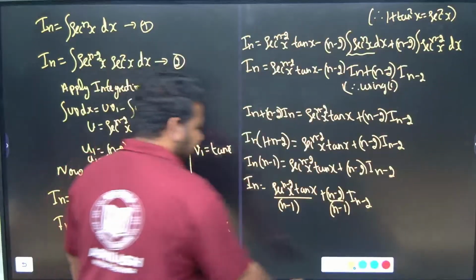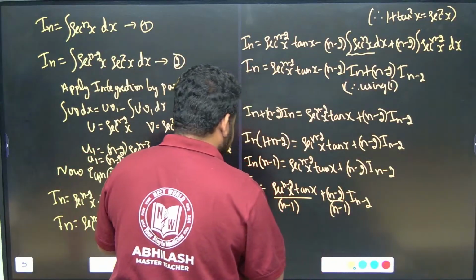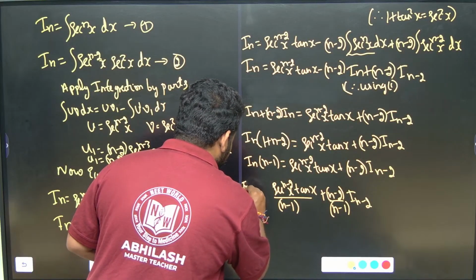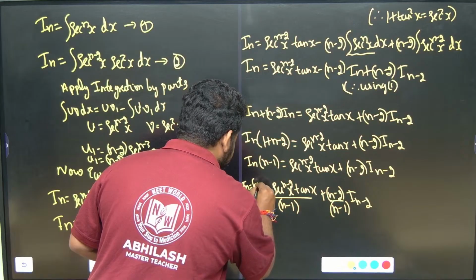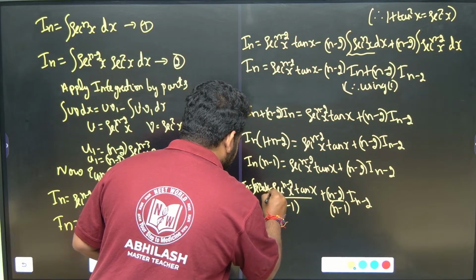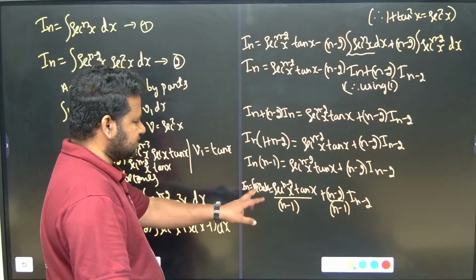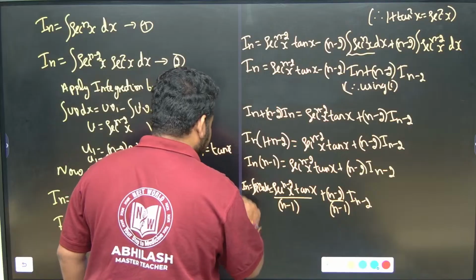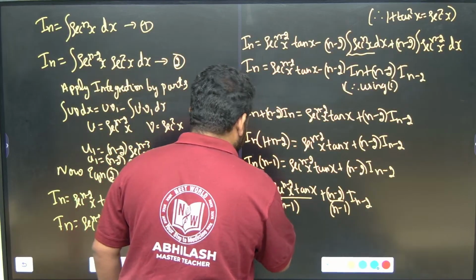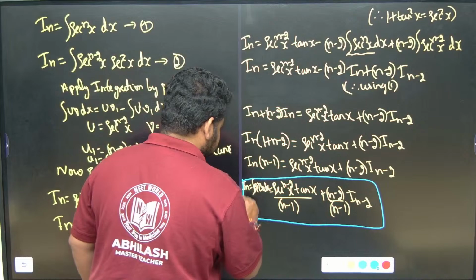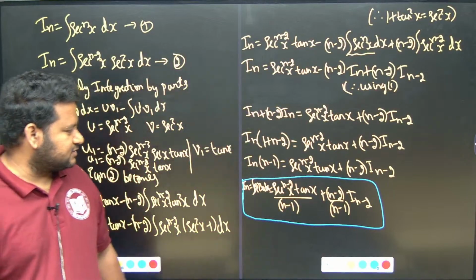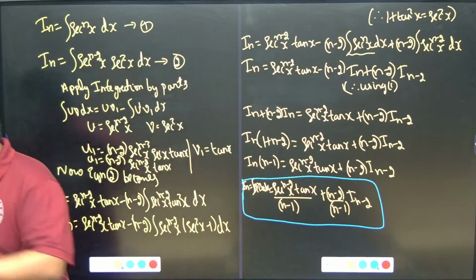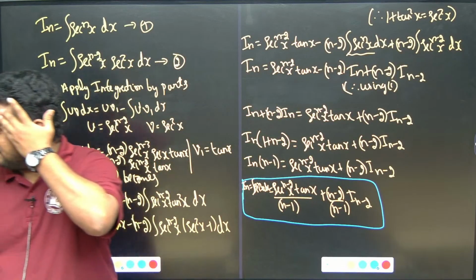So, this is the final reduction formula. I can write it here: I_n is equal to the integral of secant^n x dx is equal to, this is the formula. This is the final formula that we will be having for secant^n x dx. Clear, friends? So, secant^(n-2) x tan x by (n minus 1) plus (n minus 2) by (n minus 1) into I_(n-2). This is the way you have to solve this question.